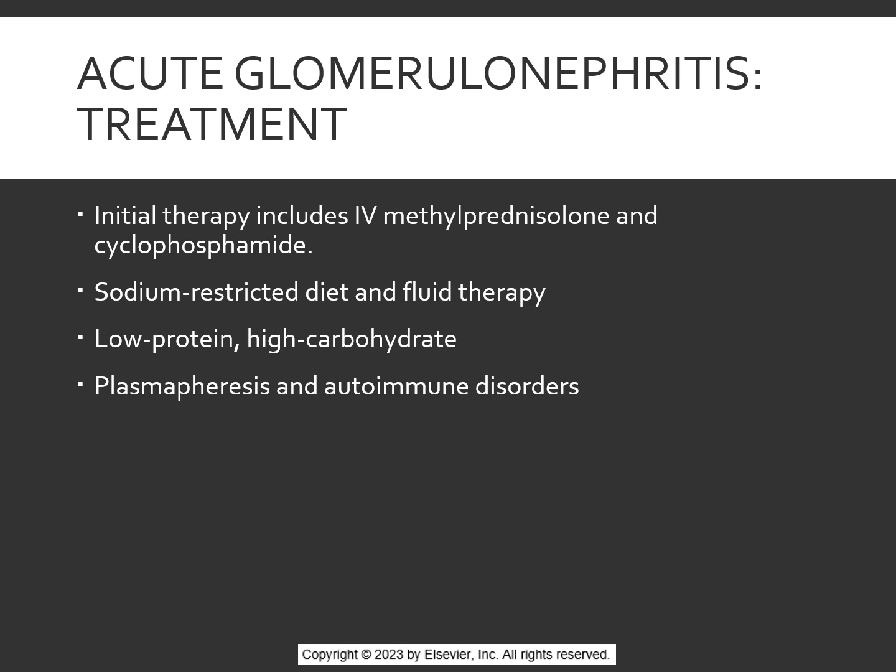Initial therapy includes IV methylprednisolone and cyclophosphamide. Management of symptoms may include a sodium-restricted diet if the patient has edema, and fluids may be limited if there is oliguria or anuria. A low-protein, high-carbohydrate diet also may be ordered. Plasmapheresis is a blood cleansing procedure that may be used in autoimmune disorders such as acute glomerulonephritis or myasthenia gravis.